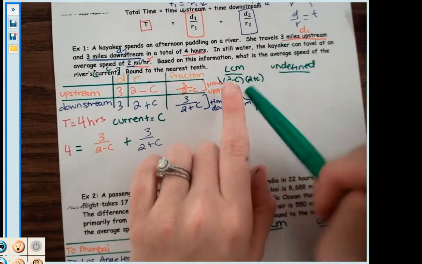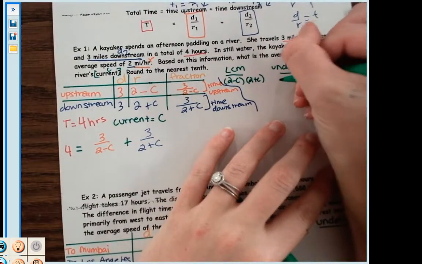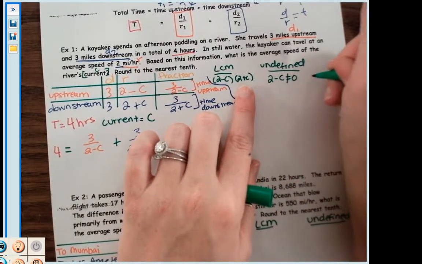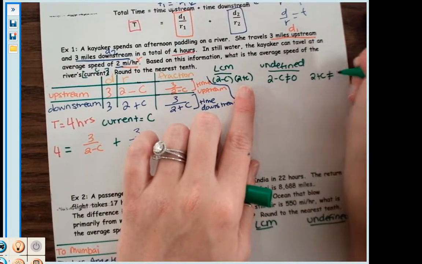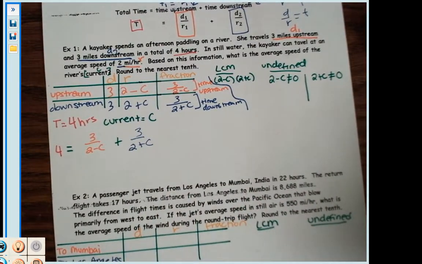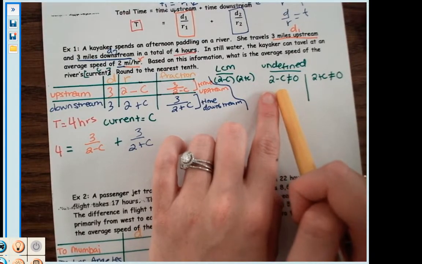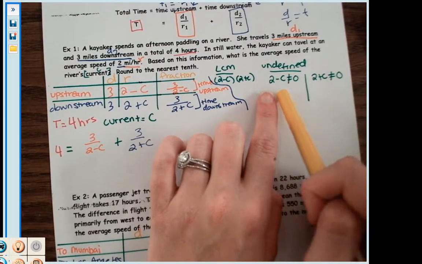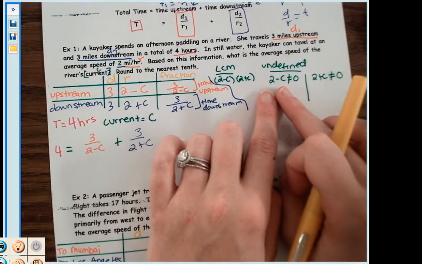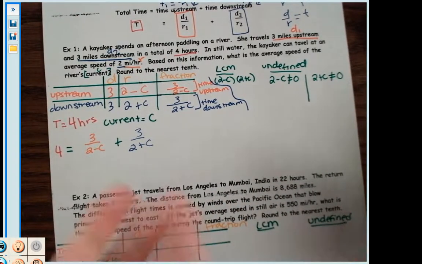And the undefined, we just set each of these bad boys not equal to 0. So I'm going to have 2 minus c cannot equal 0, and 2 plus c cannot equal 0. And then we're just going to solve this for undefined. I have to get c by itself. Since my c is negative, probably the easiest way would be to move c to the other side. And then we would be done.